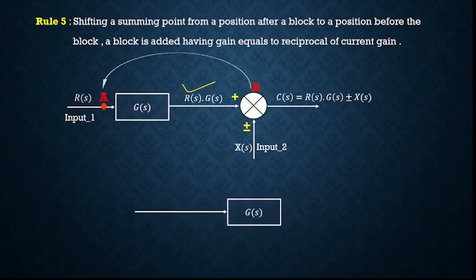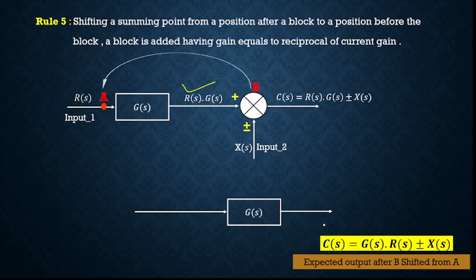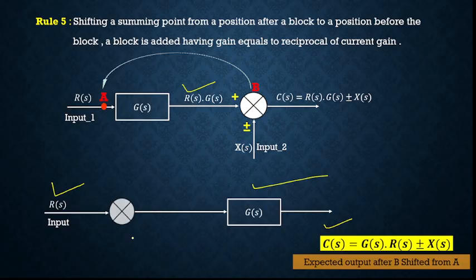So first we will draw the system, that is G of S, with input and output. What is the expected output here? Same. C of S is G of S into R of S plus minus X of S. And now this is R of S. Input is going to remain the same. This block we have shifted here. We want the summing point to be at this point. Now it is shifted to point number A.